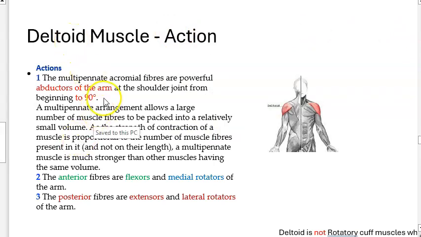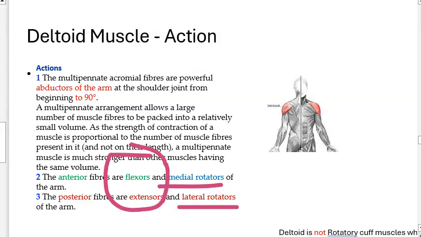Then what else will you say? What else will it do? Some drama they have written here: it is multi-pennate and it has a lot of strength. You can add all this if you have time. Then what else does it do? It does medial rotation and lateral rotation of the arm. Medial rotation is towards your body, medially rotating your arm, and lateral rotation is towards the outside. So basically, who is helping? If it is medial rotation, the anterior fibers will help. Correct? It will flex, meaning what?